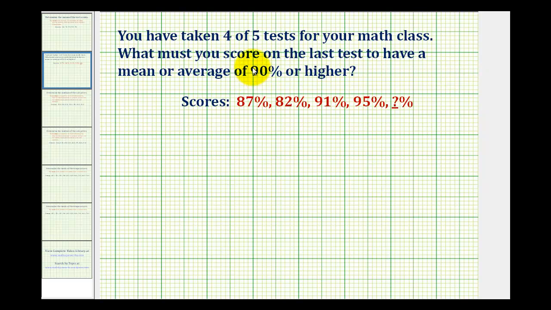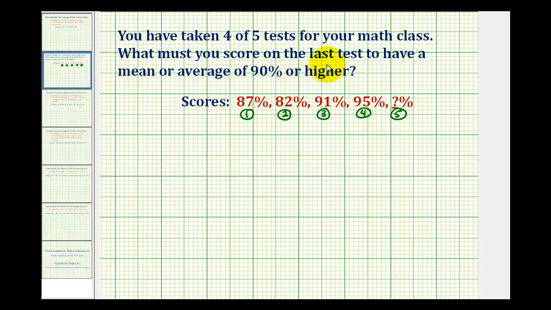Let's say you have taken 4 of 5 tests for your math class, and the scores are listed here below in red. What must you score on the last test to have a mean or average of 90% or higher? So looking at the test scores, your first test score was 87%, second test score was 82%, the third test score was 91%, the fourth test score was 95%, and you still have to take the fifth test score. But you want to know what you need to score on this to have an average of 90% or higher.